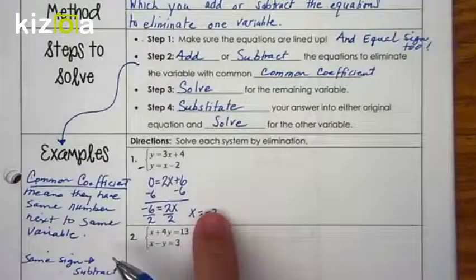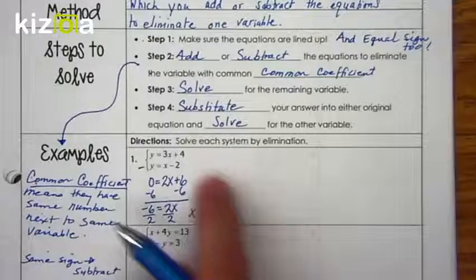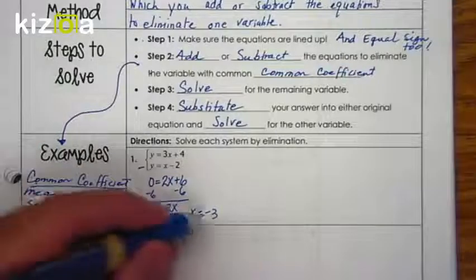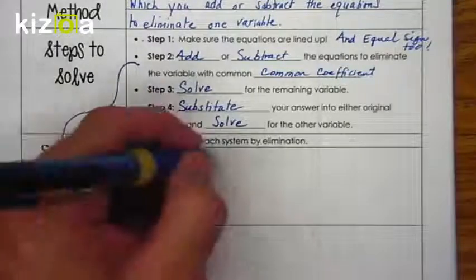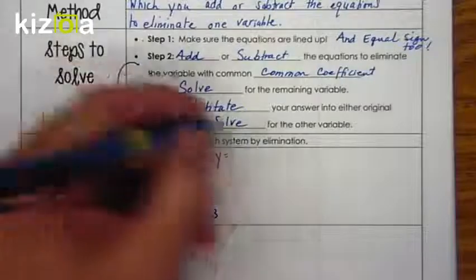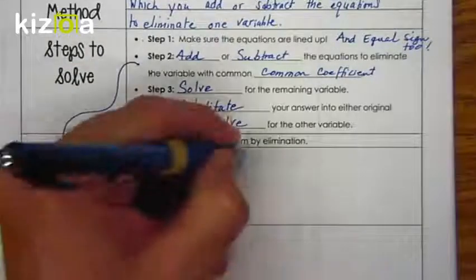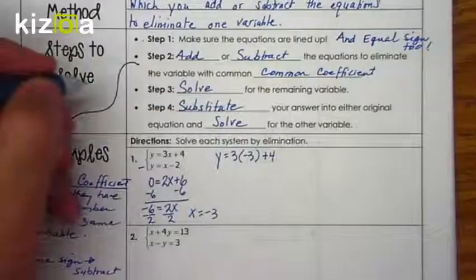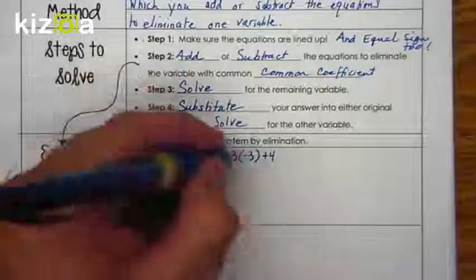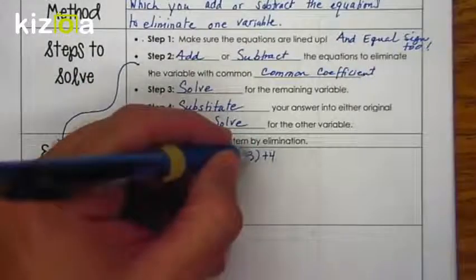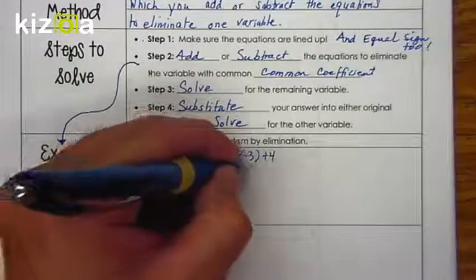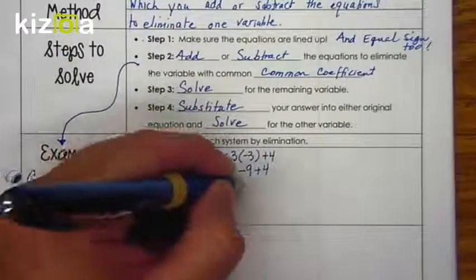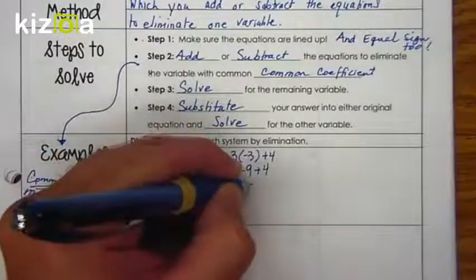In step 4, I'm going to take this value of x and substitute it into either equation. I'm just going to pick the top equation. So where there's an x, I'm going to put negative 3. So y is equal to 3 times negative 3 plus 4. That allows me to find out what the value of y is by simplifying using order of operations. 3 times negative 3 is negative 9 plus 4. Add those two together, and I get y is equal to negative 5.